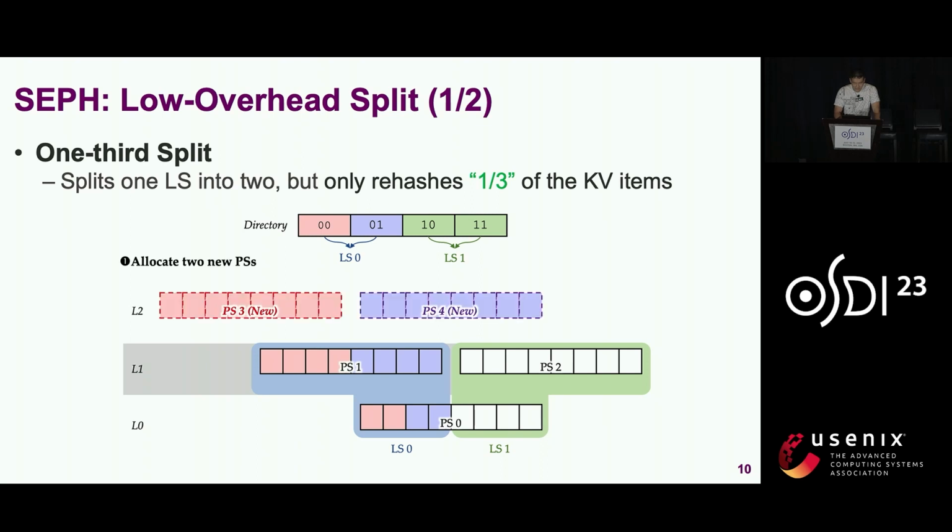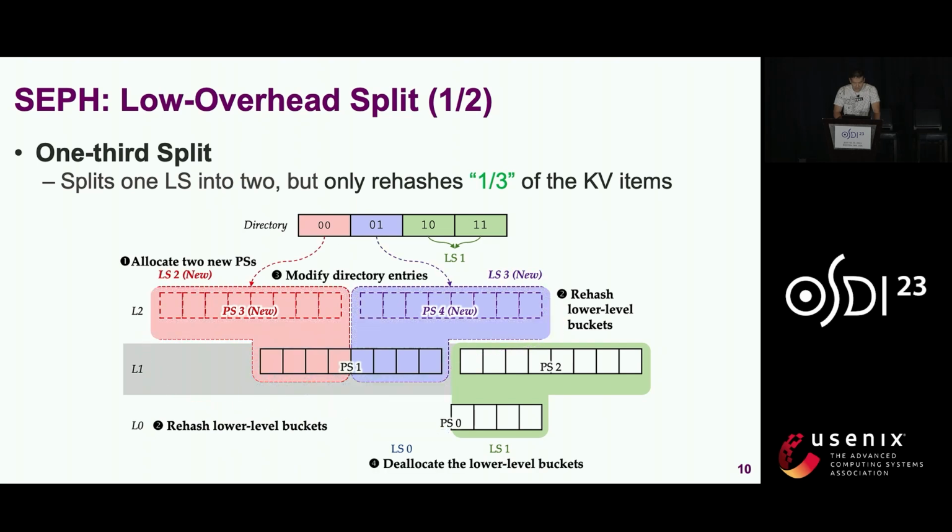First, we allocate two new physical segments here, and then we only rehash the KV items in the low-level buckets. After the rehashing, two new level segments are formed, and the lower level bucket can be reclaimed. Therefore, one level segment is split into two, but only 1/3 of the KV items in a level segment are rehashed.